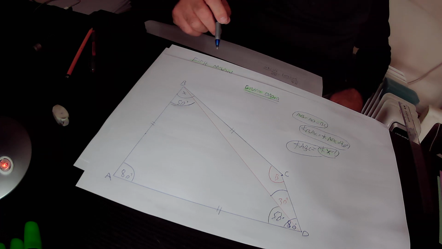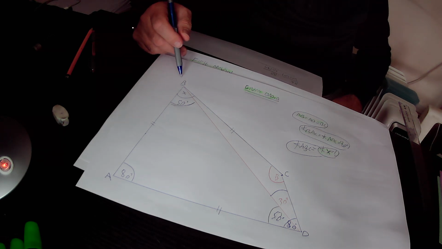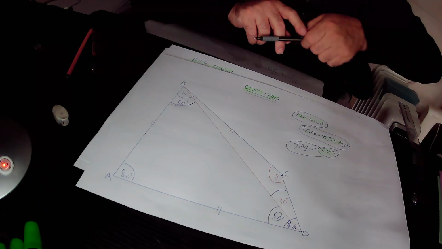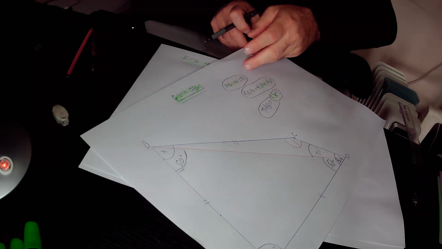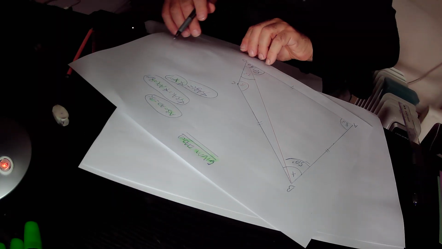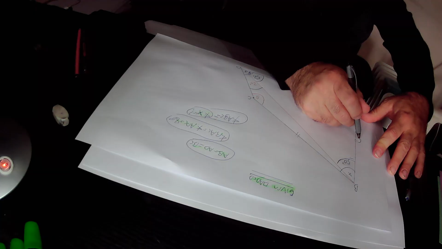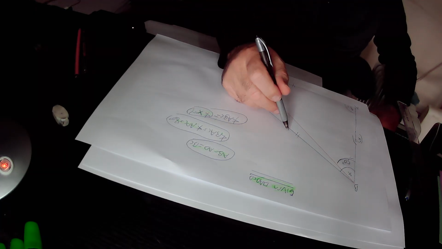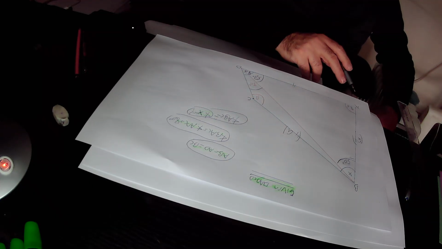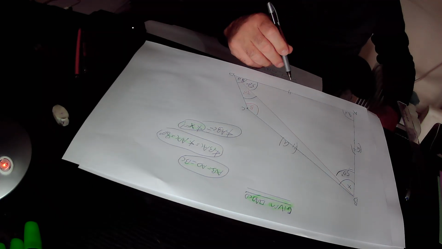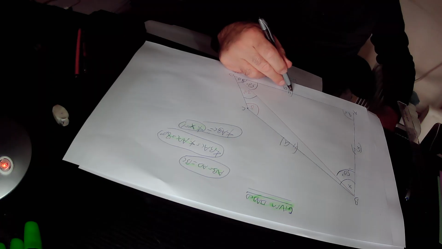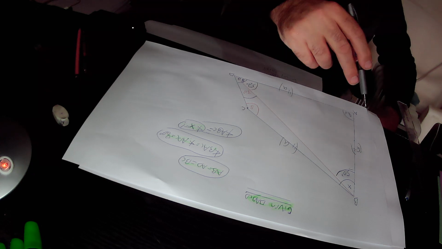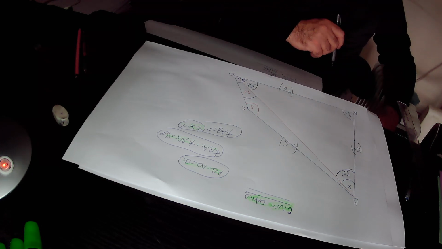So if we define the length of side BA as A, then side BC must also equal A, and side AD must also equal A, because they are equal to each other. All those three sides, AD, AB, and BC, are equal to each other according to what is given in the question.